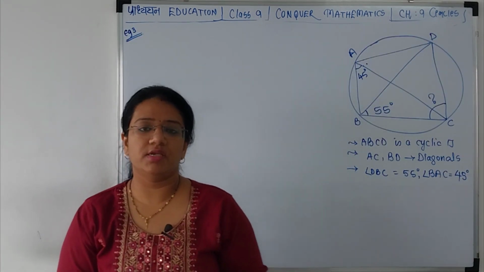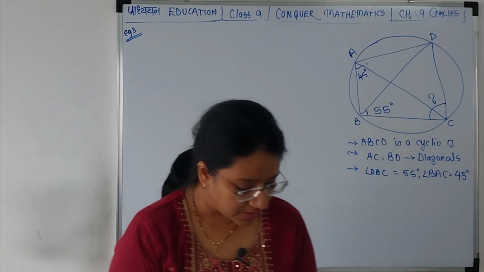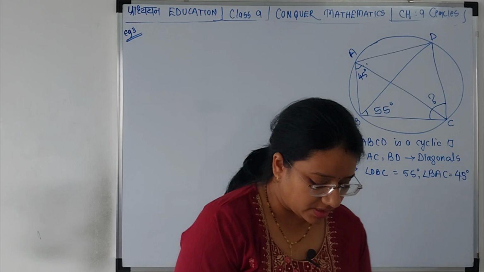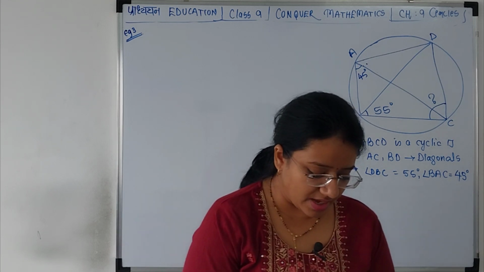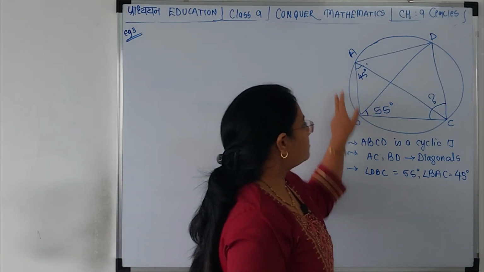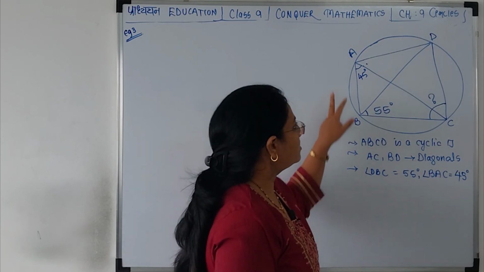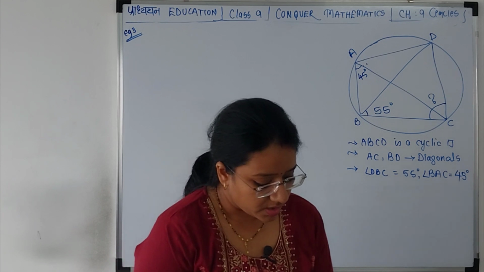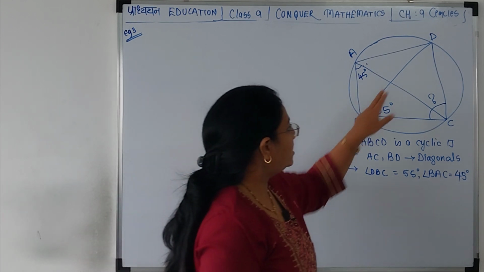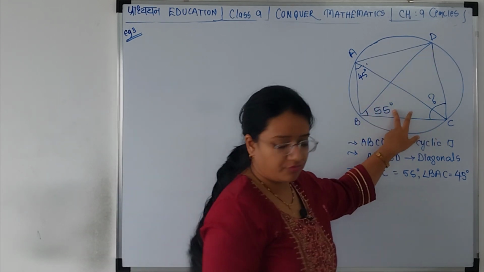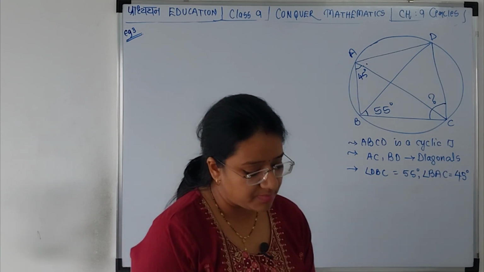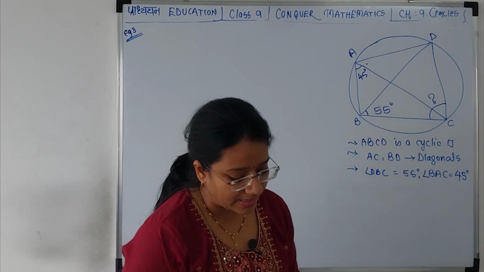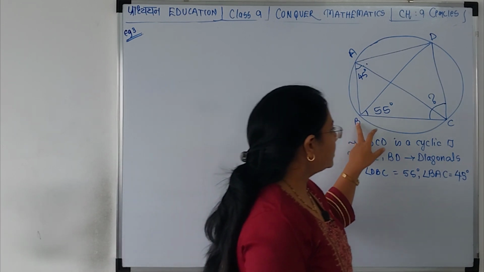Okay, so now let's read and understand example number 3. The question says, in the figure 9.20, ABCD is a cyclic quadrilateral in which AC and BD are its diagonals. If angle DBC is 55 degrees and angle BAC is 45 degrees, find angle BCD.